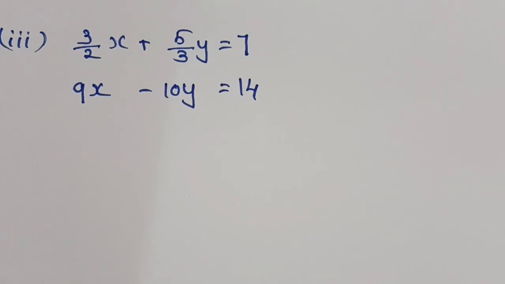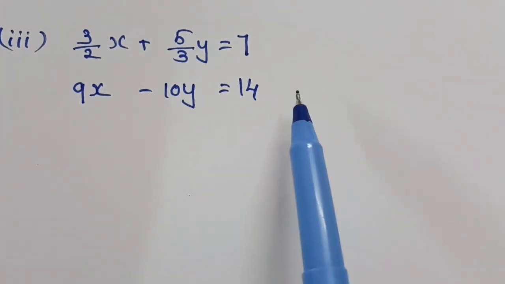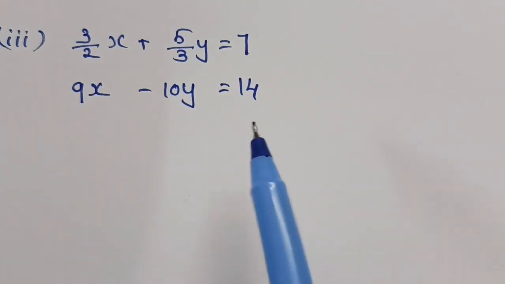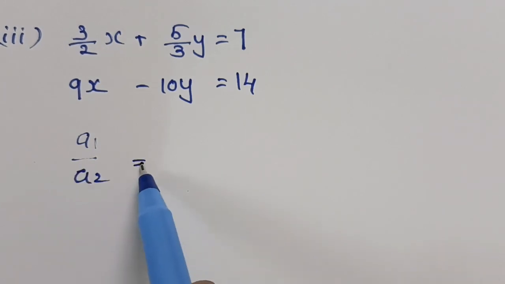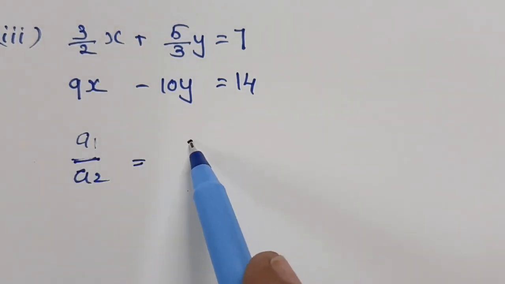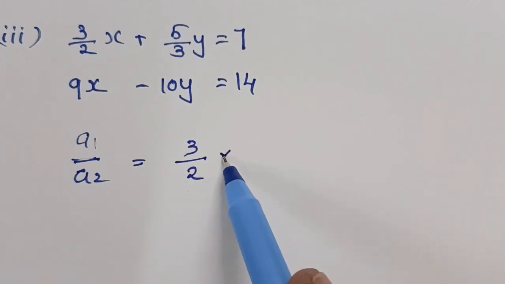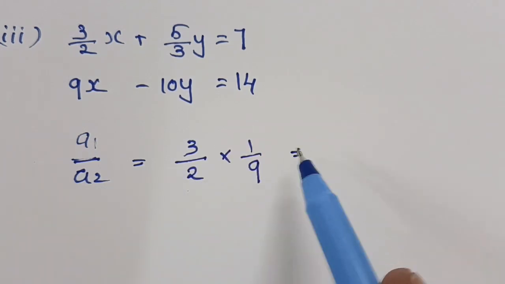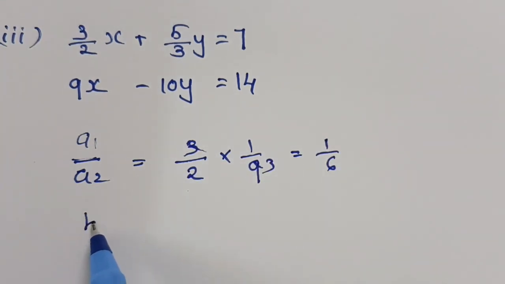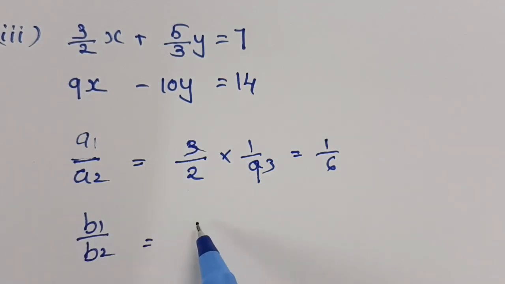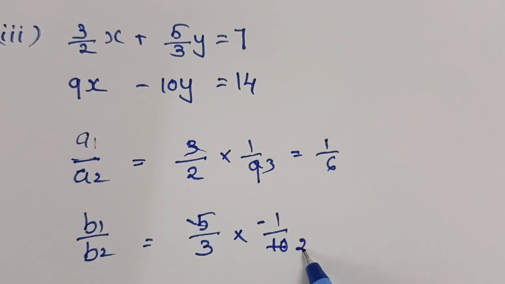Third question. 3 by 2 x plus 5 by 3 y equal to 7, 9x minus 10y equal to 14. a1 by a2 equal to 3 by 2 divided by 9. That is 3 by 2 into 1 by 9. After cancelling, you get 1 by 6, isn't it? Equal to 1 by 6. Now b1 by b2. b1 by b2 equal to 5 by 3 divided by minus 10. That is into minus 1 by 10. Cancelling we get, here it is 2 times. So it is minus 1 by 6.